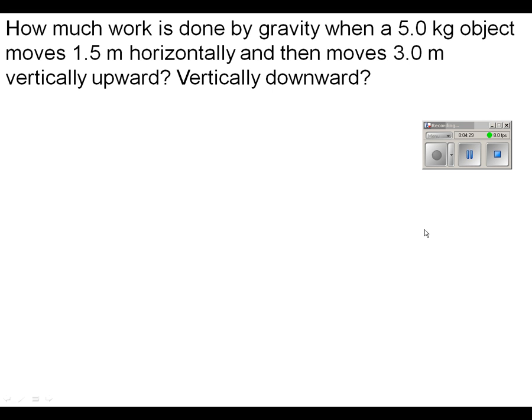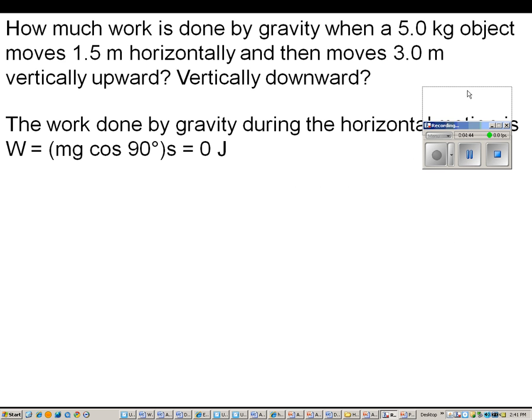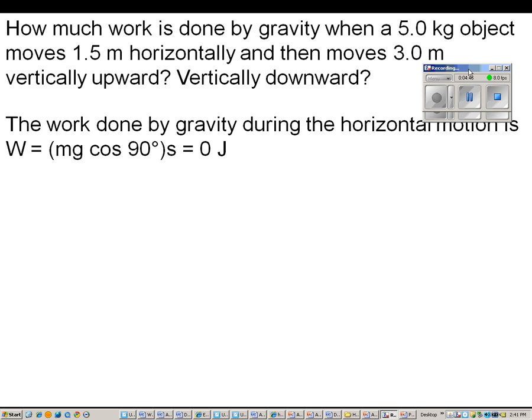So let's look at an example. How much work is done by gravity when a 5 kilogram object moves 1.5 meters horizontally, then moves 3 meters vertically upwards, and then vertically downwards? Now, when we take a look at the amount of work done by gravity during the horizontal motion, we have work equals force times cosine theta times displacement, or I just like to think about it as the force that's parallel to the displacement. Since the force of gravity does not have a component along the horizontal, 0 joules are done when you're moving the object horizontally.